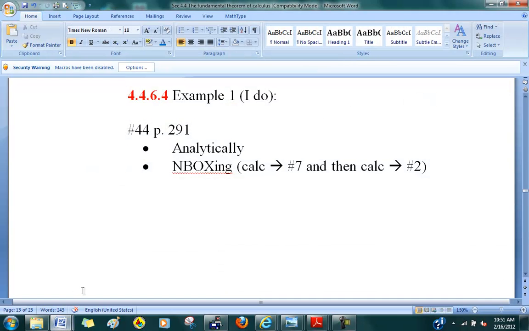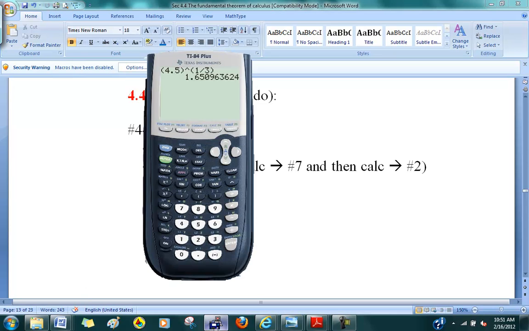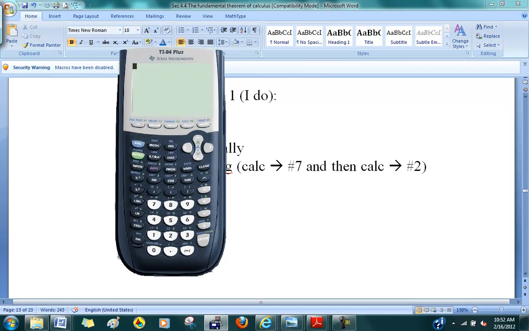Let's see, I guess the next thing will be more examples. Oh, well, it's saying calc number 7 and then calc number 2. What's that mean? Oh, I see. Okay, so calc number 7 gives you the area underneath the curve, and then you can always solve. So let me just quickly review that.